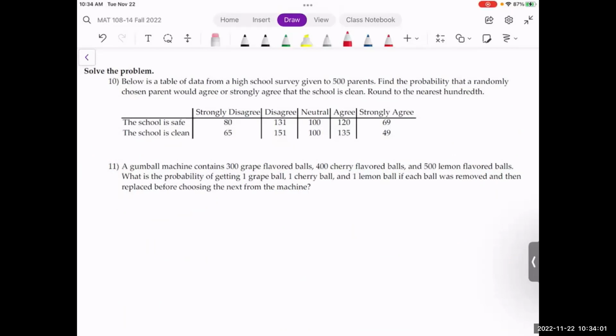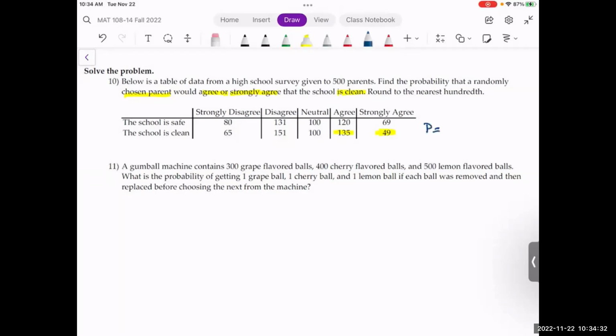All right, so for this question, we are looking for a chosen parent. So we are talking about parents, right? Would agree or strongly agree that the school is clean. So where is the school is clean here? The school is safe on the top, the school is clean on the bottom, and you're going to be agree 135, strongly agree 49, right?